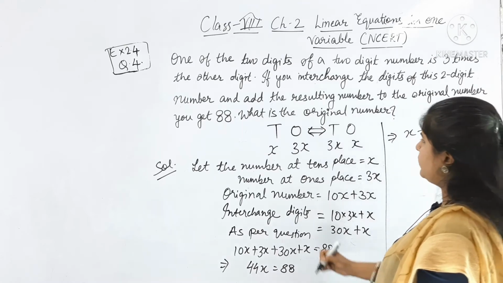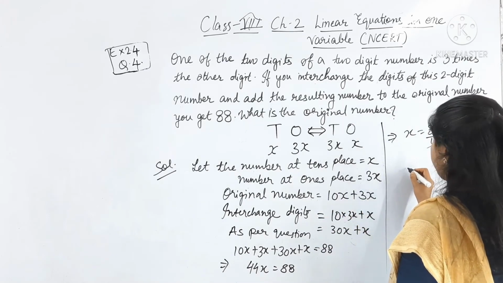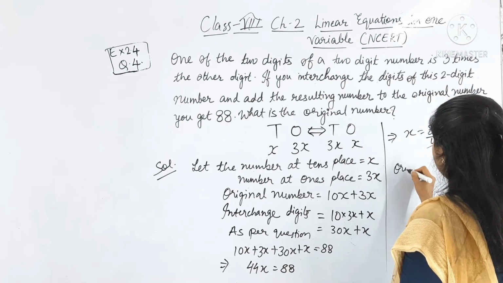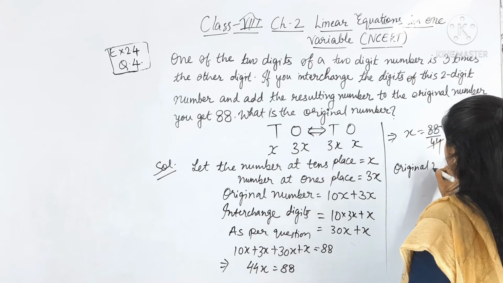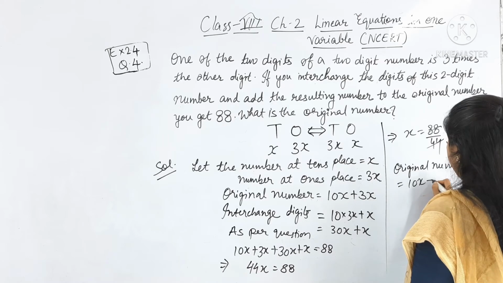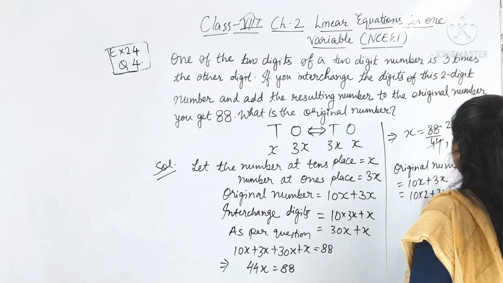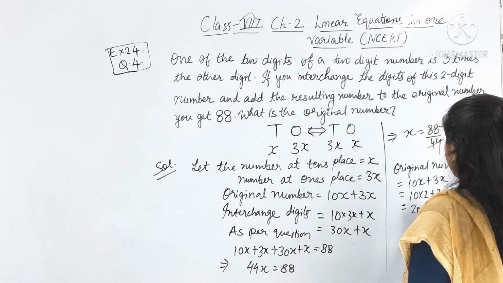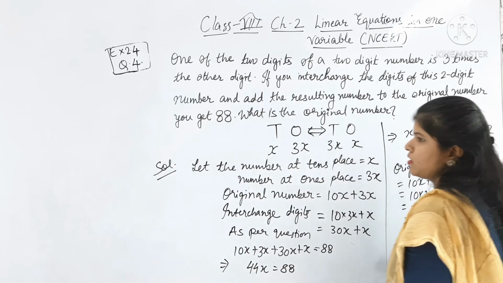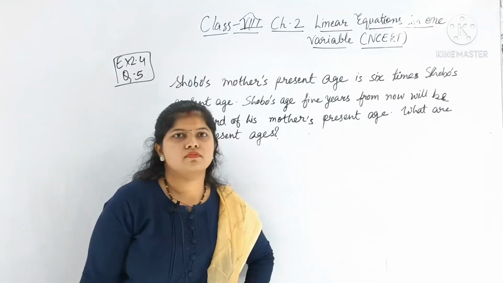Okay, so here the original number is 10x plus 3x, that is 10 into 2 plus 3 into 2, that is 20 plus 6. What I am getting, the original number is 26. Okay, so this is the answer.